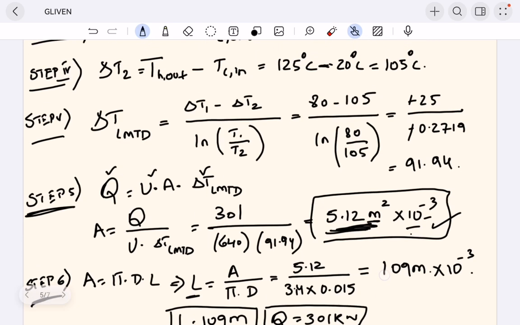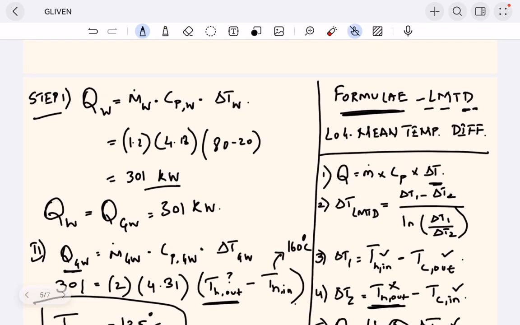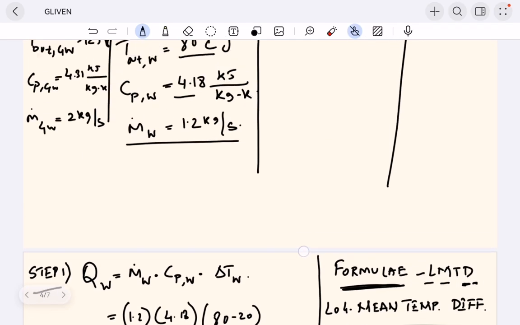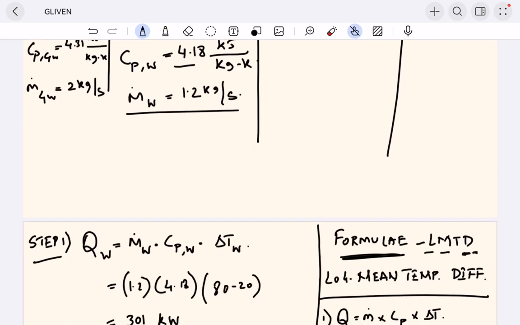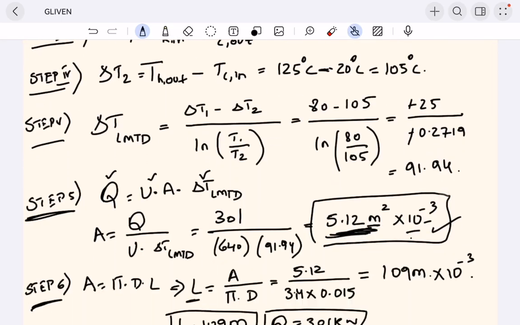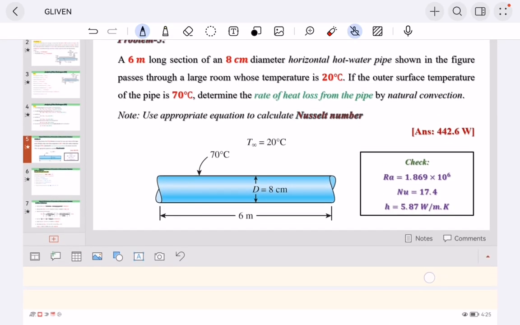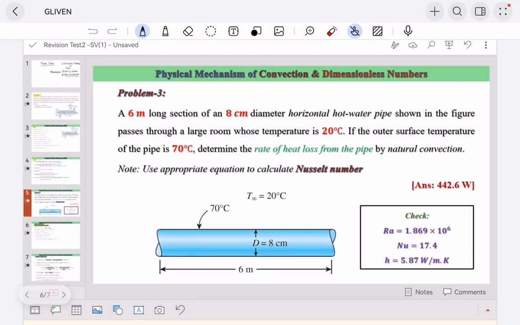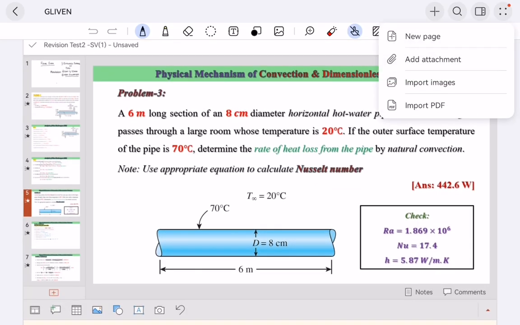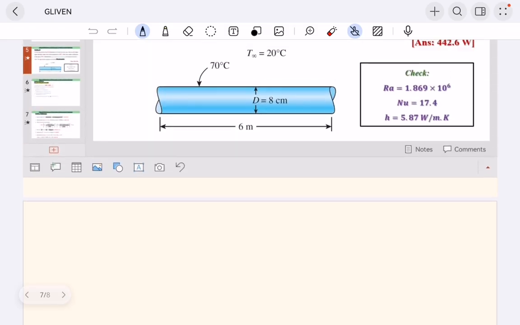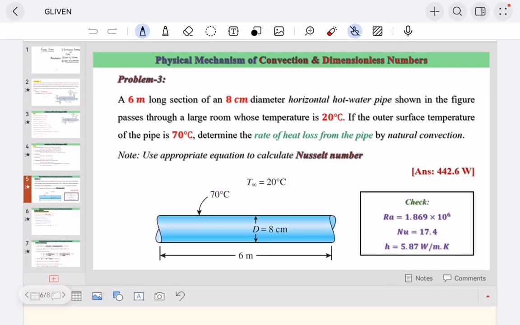Alright, so that's pretty much what we do with the heat exchangers problem. I hope it was clear. The next topic that we would like to review is convection and the dimensionless number. So we have here convection and the dimensionless number. This is the topic that we are going to review.